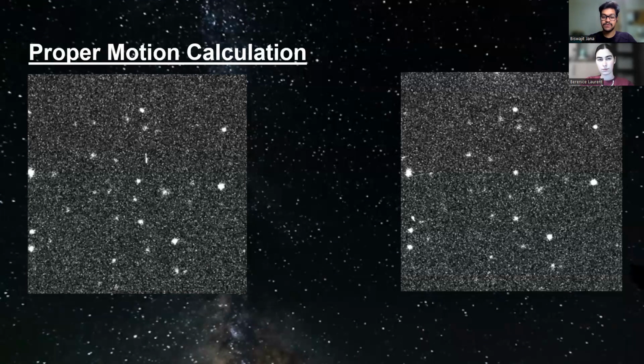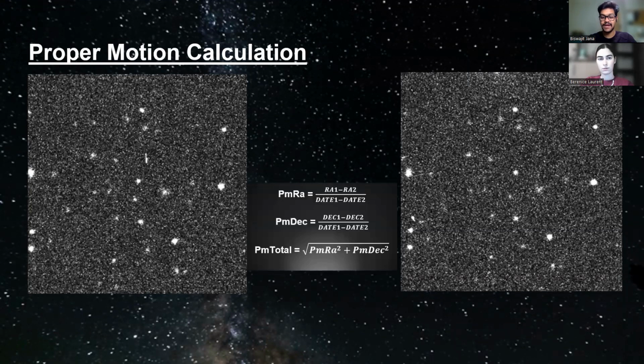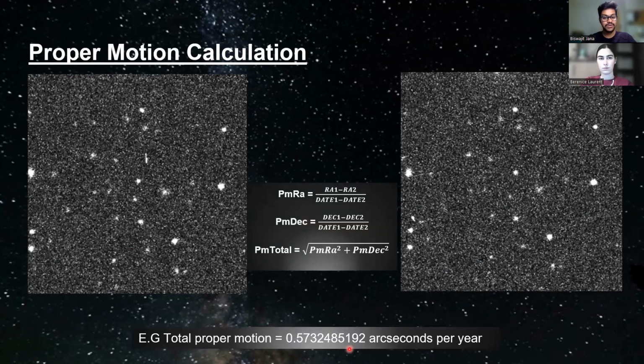The importance of proper motion lies in the ability to discern the true motion of an object against the backdrop of fixed stars. In the provided figure, the left image contrasts with the right, both captured at different epochs. Notably, the object of interest is centrally positioned, as you can see here. Getting all these values, which are the RA, Dec, the position, and the date of the two pictures when they were taken, and plugging the values into the equation, we find the total proper motion in arcseconds per year.